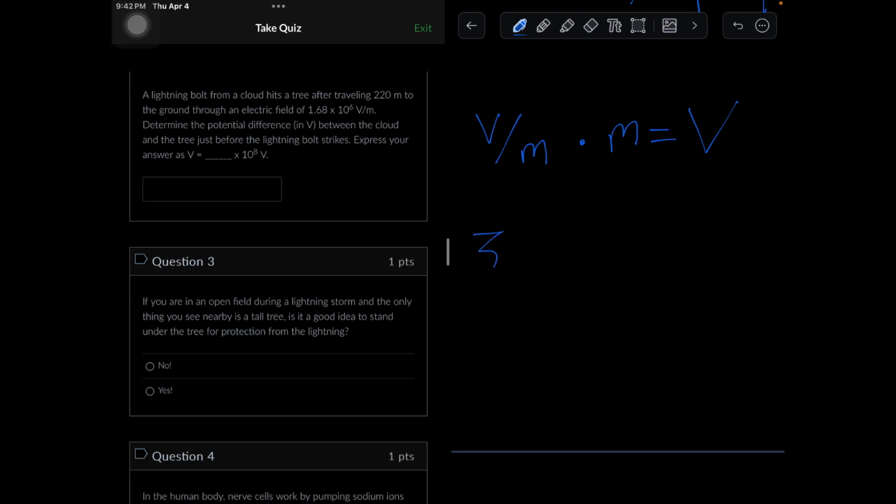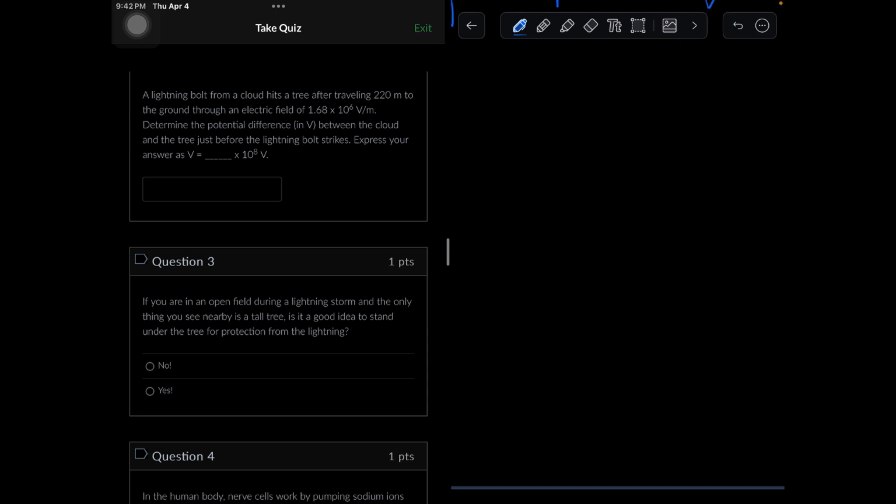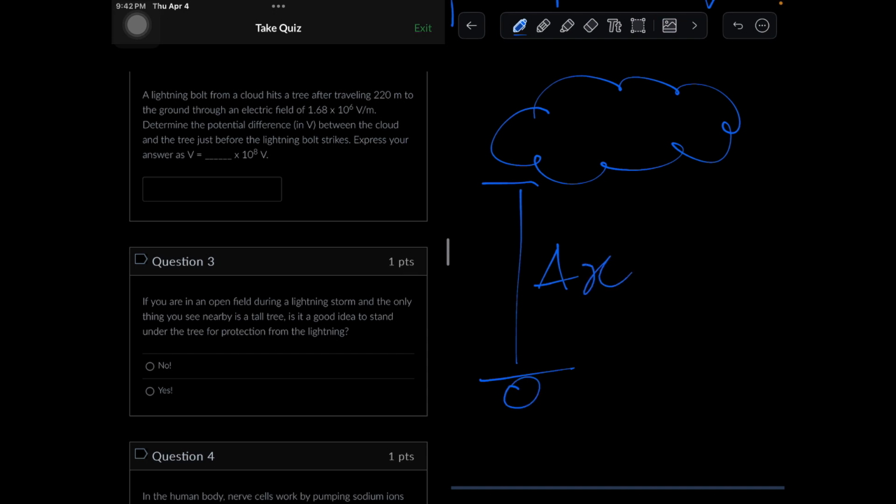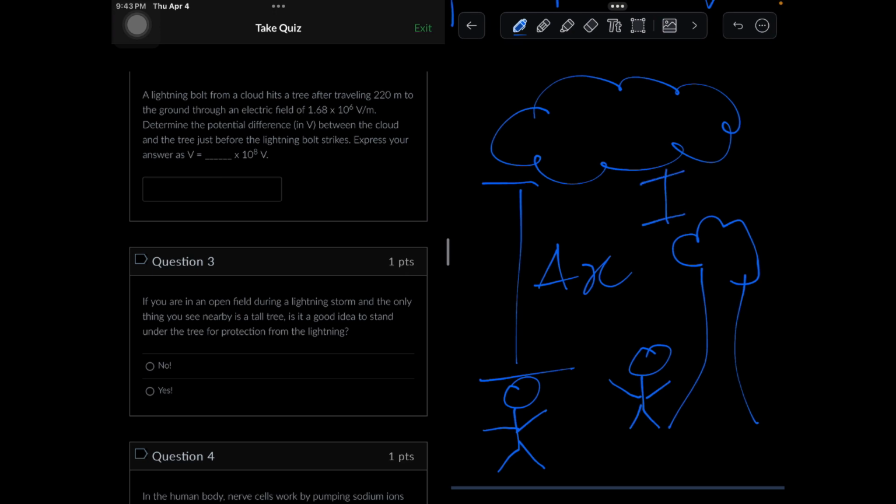And now question 3 asks, is it a good idea to stand under a tall tree? I will draw a small diagram of how this would be. We are going to imagine that there are clouds up in the sky, a set X distance from your head when you stand. Now there is a tree next to you, and if you were to stand under the tree, the distance is much shorter. Just evaluate how the distance change would result in a greater or lower charge being produced.